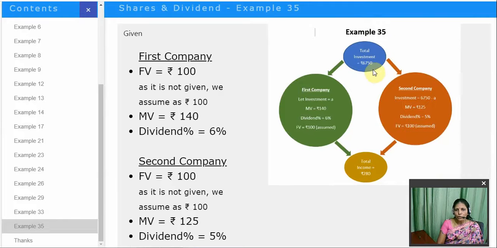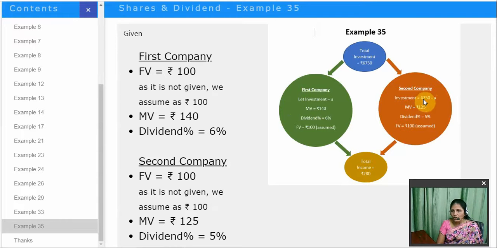Now this is his total investment. The first company, let the investment be A. We are assuming with a variable. So the investment we are assuming with A. The remaining data I have written here. And in the second company, what is his investment? This is his total investment, isn't it?